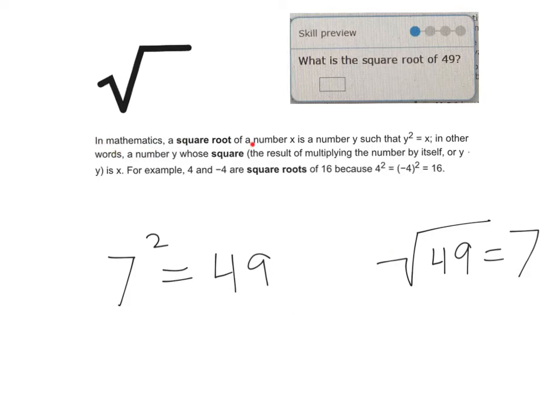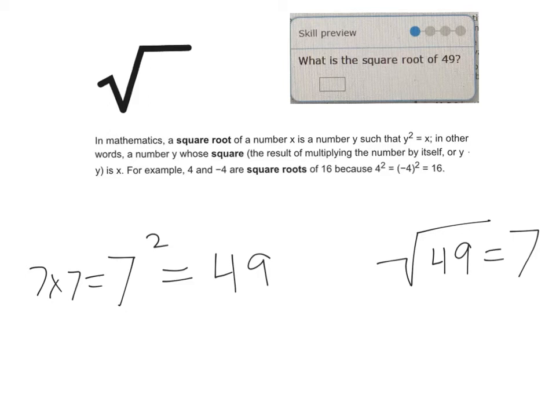In math, a square root of a number x, so the square root of 49, which we see in our example, what is the square root of 49, is a number y, so that would be 7 actually, such that y squared equals x. So 7 squared, or 7 to the 2, or you can always think of that as 7 times 7, equals 49. So the square root of 49 is 7. In other words, a number y, 7, whose square, the result of multiplying the number by itself, is x. So 7 squared is 49, 7 times 7 is 49, therefore the square root of 49 is 7.